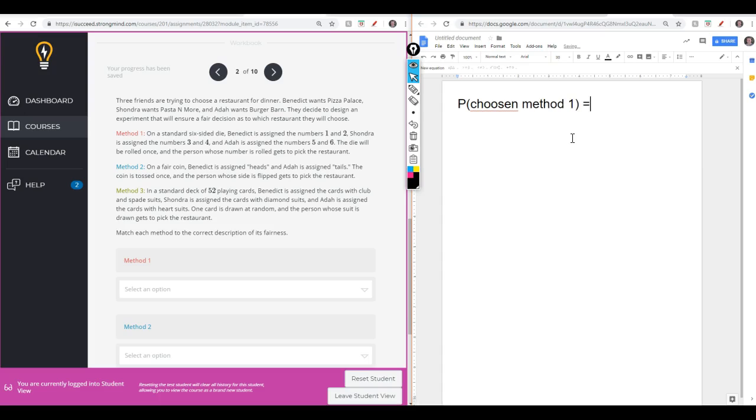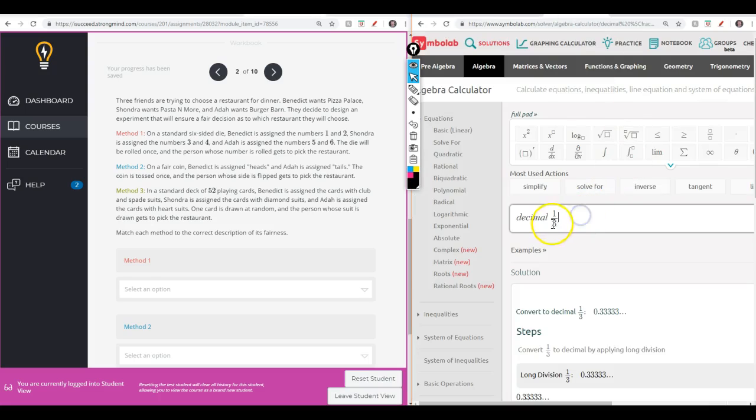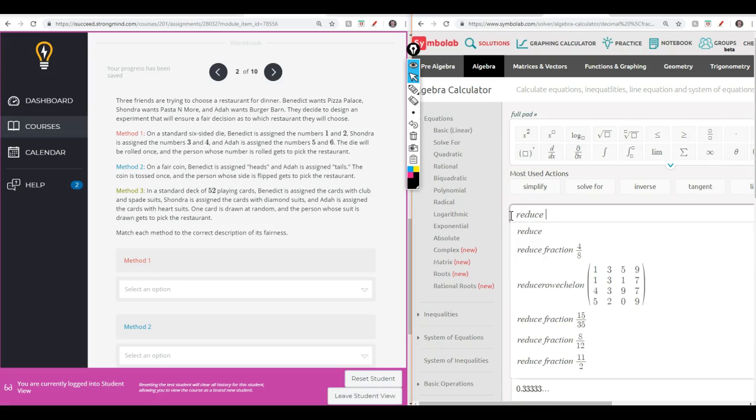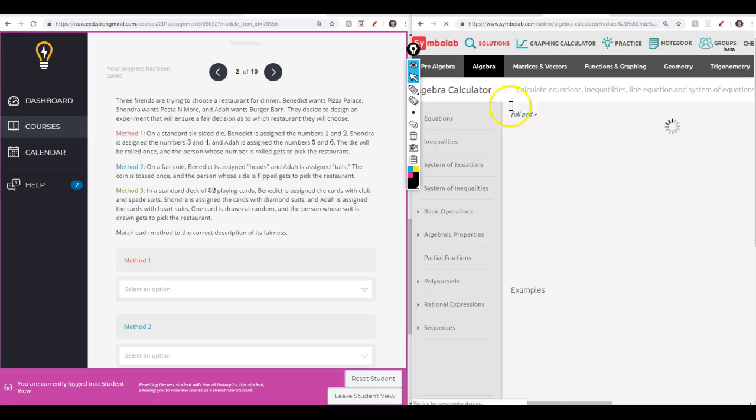So how many numbers were assigned to each person? They were assigned 2 numbers out of 6 total. So that reduces down to 1/3. If you're not sure how to reduce that or are not familiar with it, you can type in reduce into the Symbolab calculator and type in 2 divided by 6.